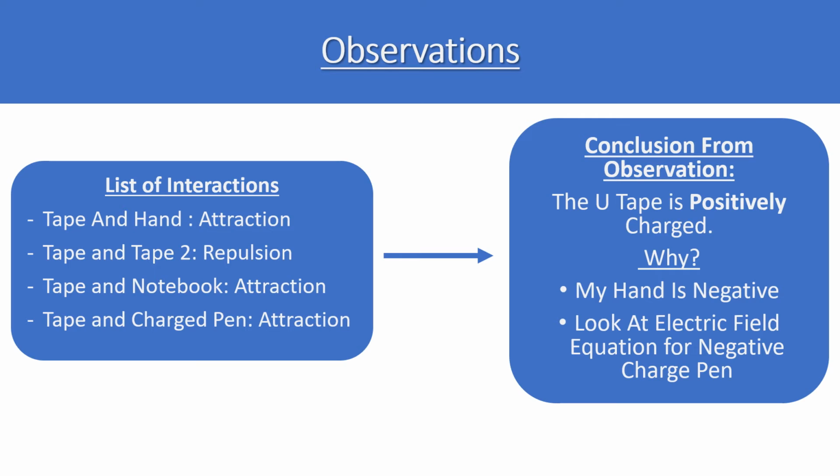The reason why is that, of course, my hand is negative because I have salt on my hand, so that is a negative ion, which attracts a positive, which is the tape. And then also, we can look at the electric field equation for a negatively charged pen. Negative charge times positive is attraction. If the pen was positive, we would have seen repulsion.